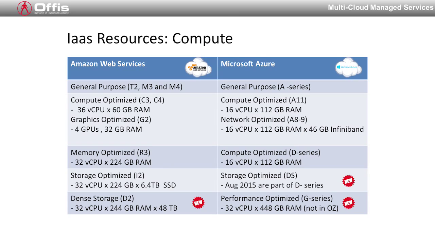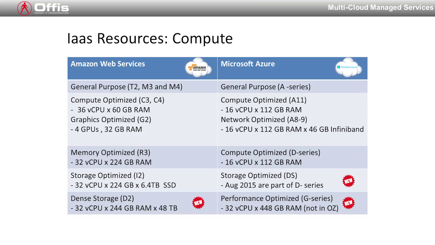So A0 to A7, they're the general purpose ones. They're up to 8 CPUs, 16 gigs of RAM, bit of storage. That's the general purpose ones. They have network optimized ones because sometimes you need faster networking between servers. So that's the A8 and the A9.